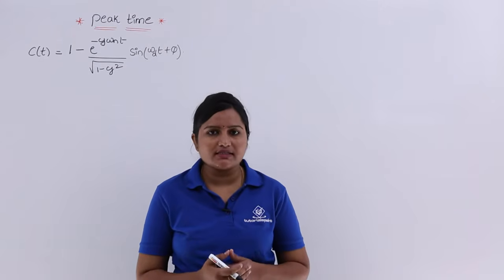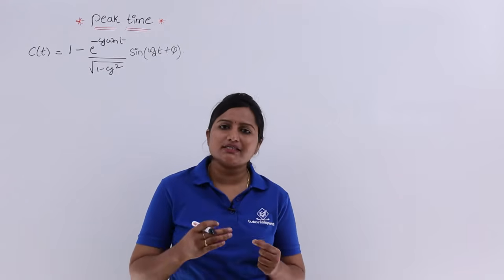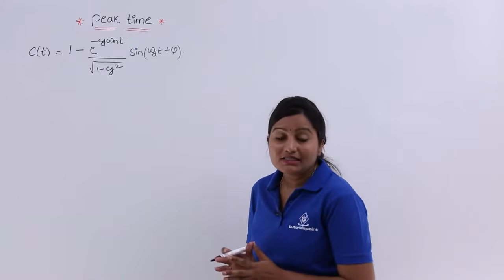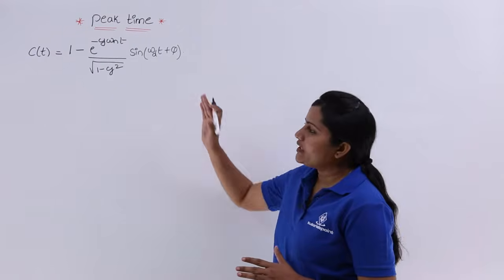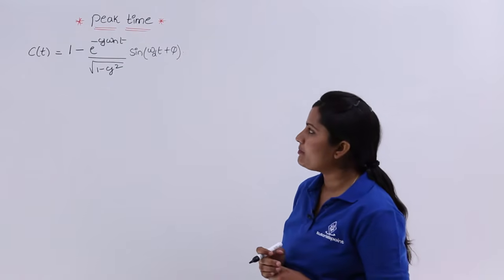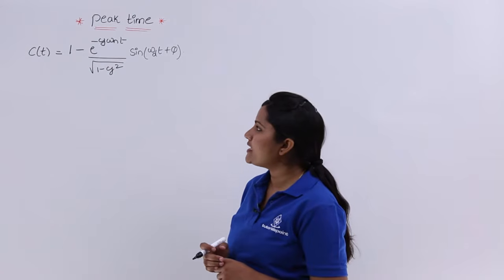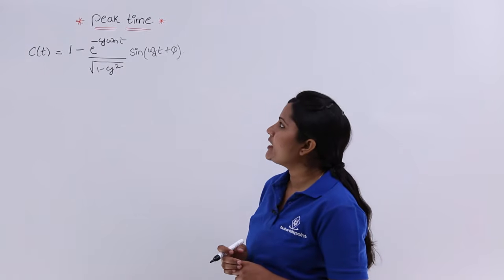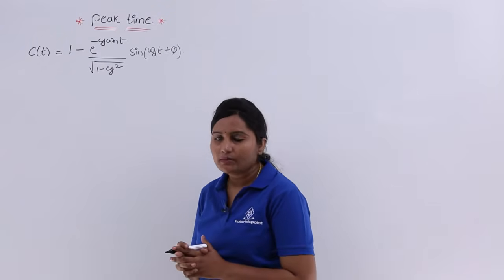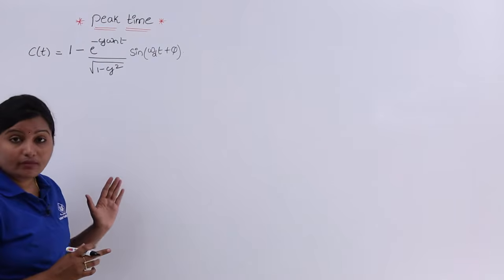As we already discussed, peak time is the time taken for the response to reach its final value or maximum value. Here I am going to consider an underdamped system. For an underdamped system, the response is C of t equals 1 minus e power minus zeta omega n t divided by root of 1 minus zeta square, sin of omega d t plus phi. This is the response of the underdamped system. From this, I am going to consider the peak time of the system.